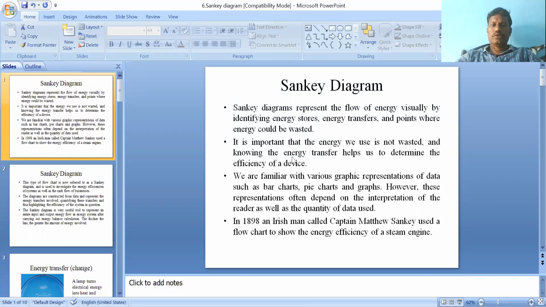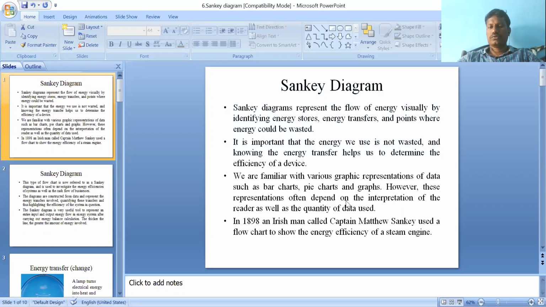And knowing the energy transfer helps to determine the efficiency of a device also. So by this information we can calculate the energy efficiency of the device. We are familiar with various graphic representations of data such as bar charts, pie charts, and graphs. However, these representations often depend upon the interpretation of the reader as well as the quantity of data used.